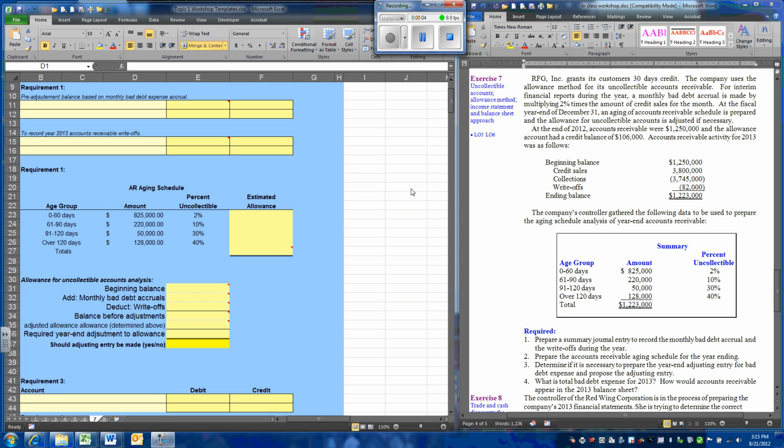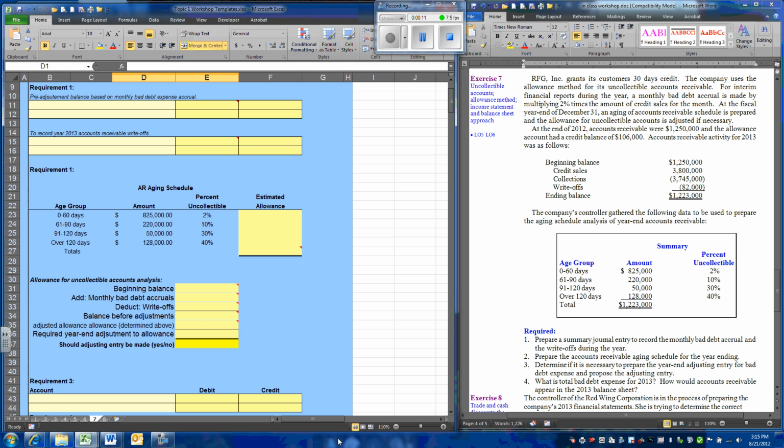This is the seventh exercise from our workshop, topic one, and it deals with the allowance for uncollectible accounts and bad debt expense. In this problem, we have a company that sells to its customers on credit. They give 30 days credit. They have to use the allowance method. They can reasonably estimate the amount of bad debt that they're going to incur in the course of business. This allows them to recognize revenue at the time that the sale is made.